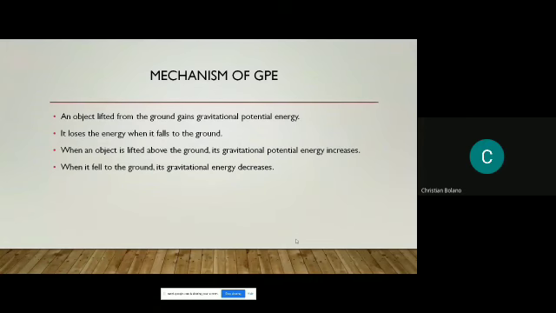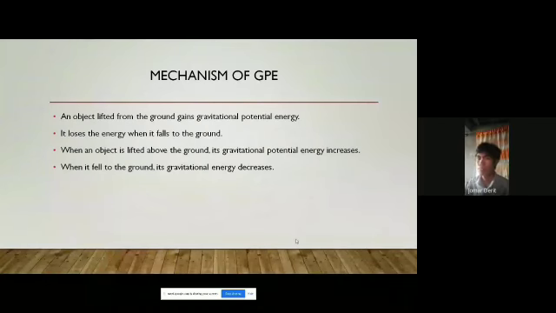The mechanism of gravitational potential energy: an object lifted from the ground gains gravitational potential energy. It loses the energy when it falls to the ground. The next is, when an object is lifted above the ground, its gravitational potential energy increases. When it falls to the ground, its gravitational potential energy decreases. Thank you. The first two I've already given to you.